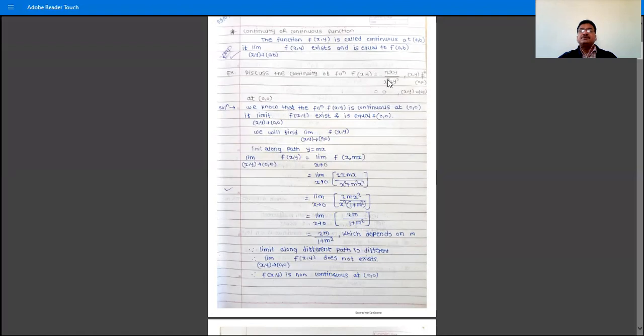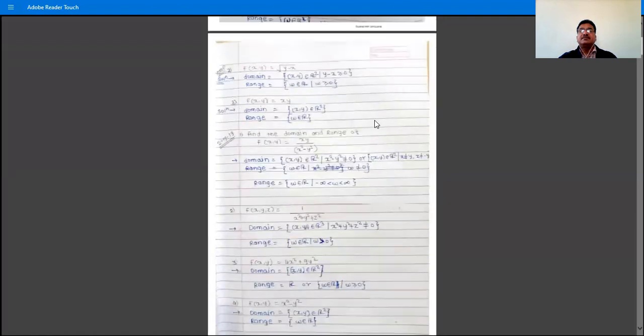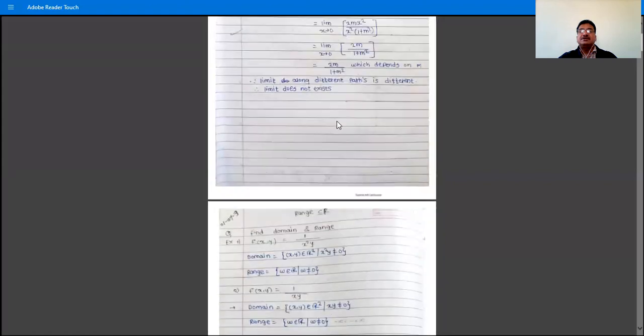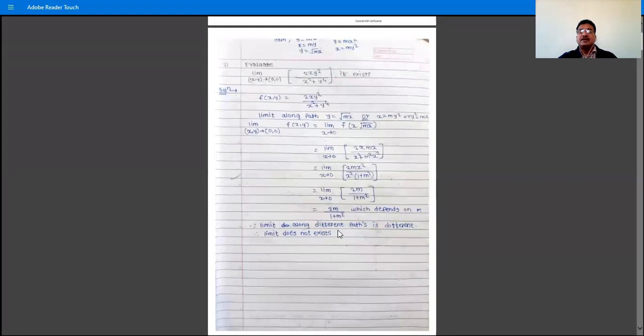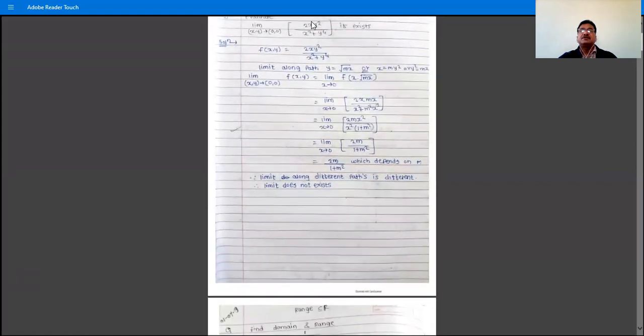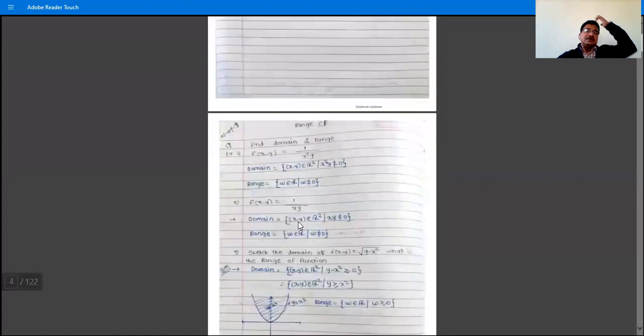That is, instead of this function, if we are given the function 2xy square divided by x square plus y square, then by the same proof the limit does not exist, and therefore this function f(x, y) is not continuous at (0, 0).